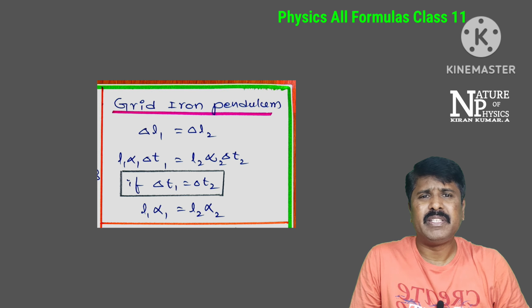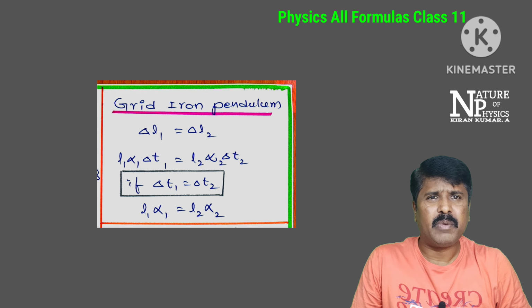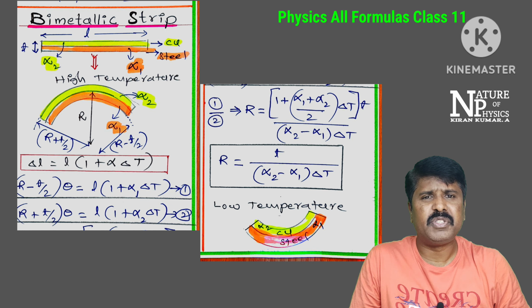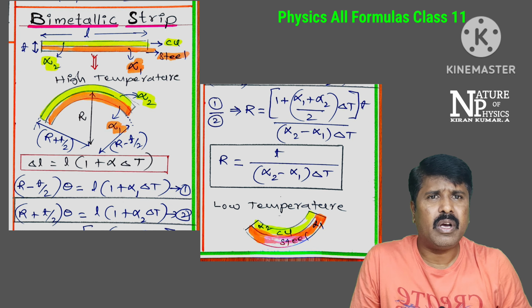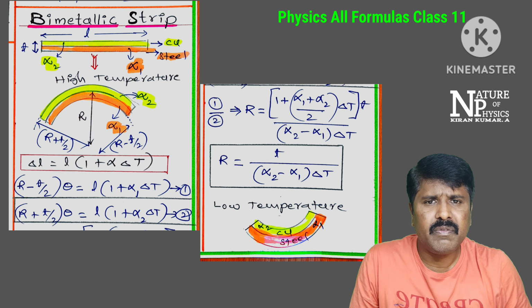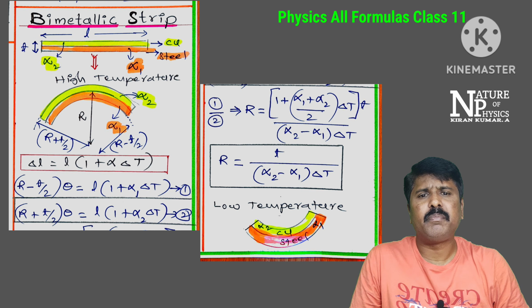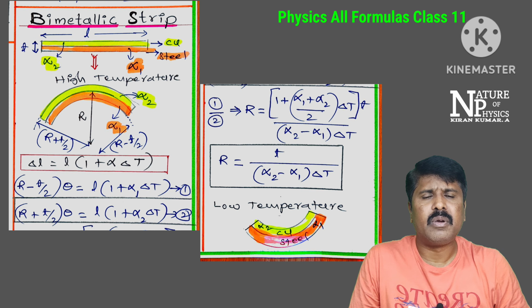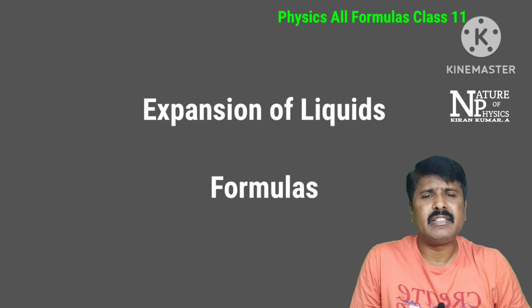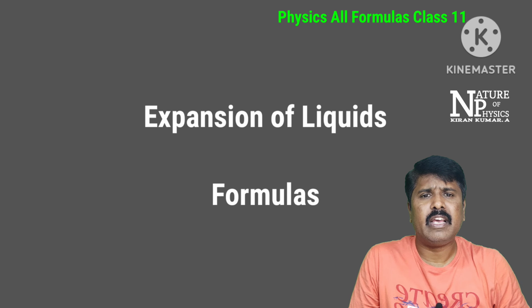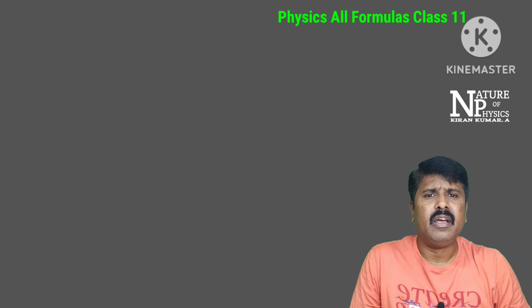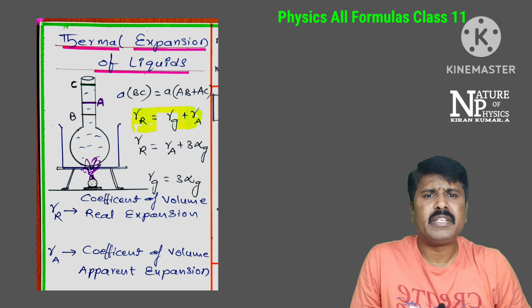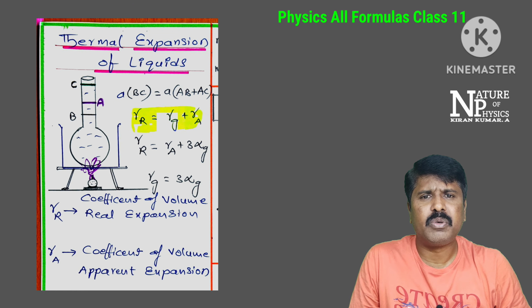Only one thing has been missed, that is error formulas, units, signs, measurements, dimension formulas, student. Almost all the topics have been covered in this video. And bimetallic strip and radius are also clearly given. And expansion of liquids, that is apparent expansion, real expansion, expansion of the glass. Gamma r is equal to gamma g plus gamma a, relations perfectly given including diagram, student.